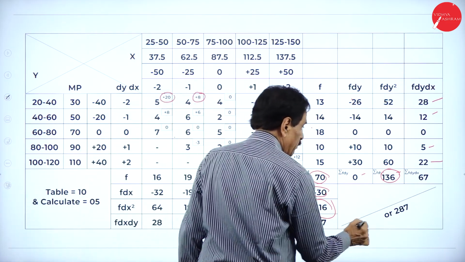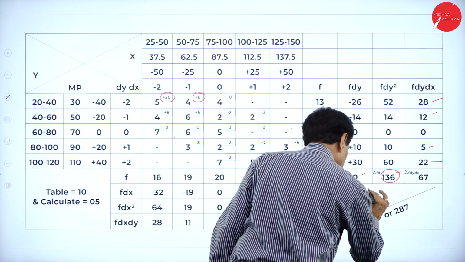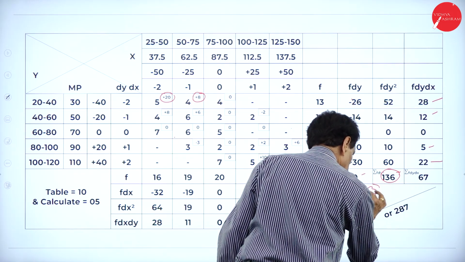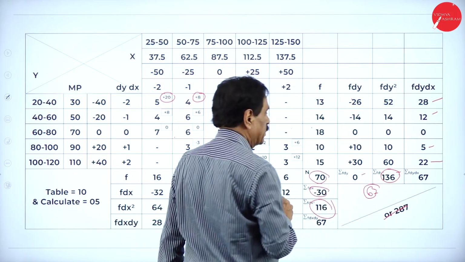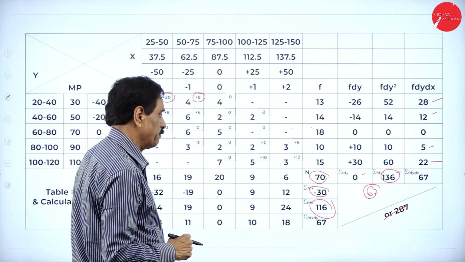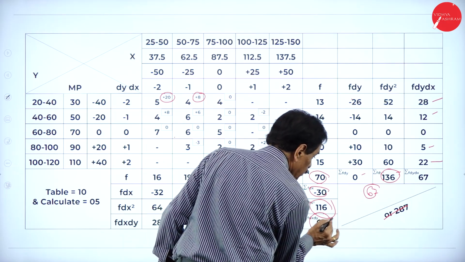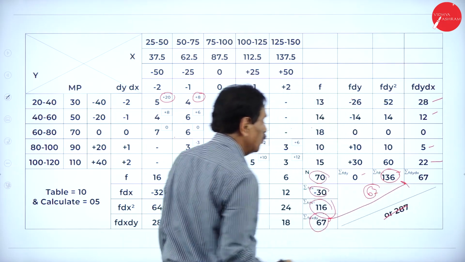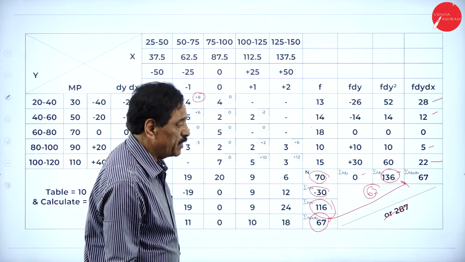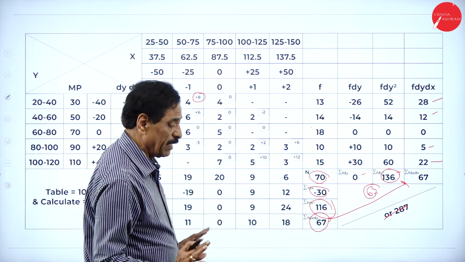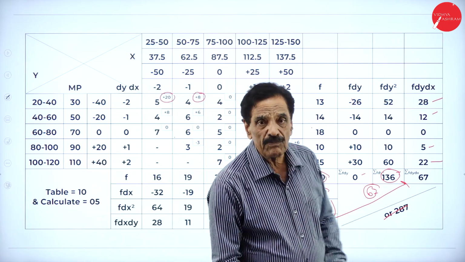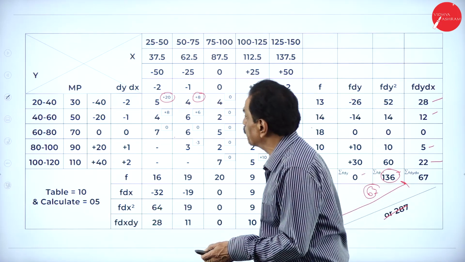67. So we can have this. 67 is the common. Here also 67. Here also 67. Both should be one and the same. 67 is sigma f dxdy. Hope you understand.